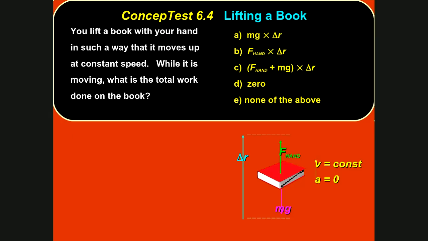You lift a book with your hand in such a way that it moves up at constant speed. So at constant speed means you're raising it in such a way that you're not accelerating. So that means acceleration is 0. While it is moving, what is the total work done on the book? So how much work is being done? You can take a minute to think about the scenario.